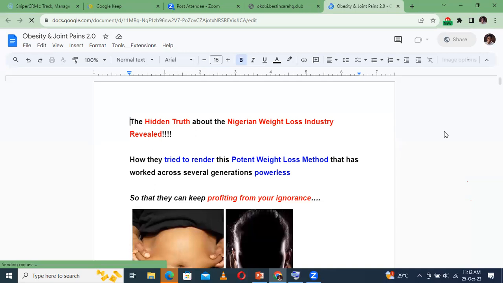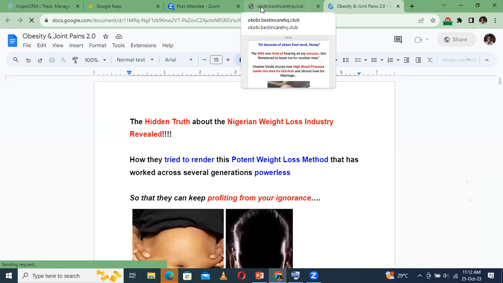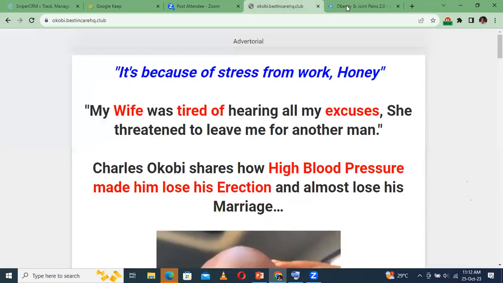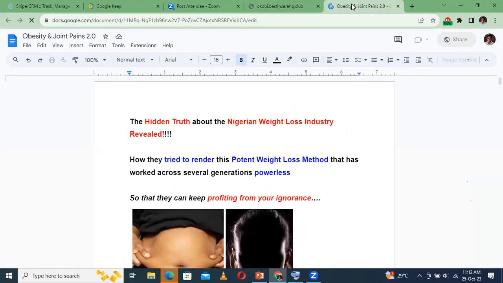Okay, so while this copy is loading, if you check this one, you see that it is already on the landing page. That's why it's displaying like this. This one is still on Google Doc. I've not put it on the landing page, so that's why you can't see it in that format.